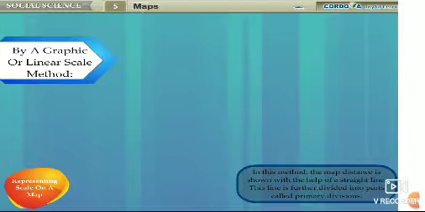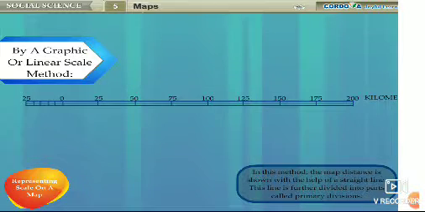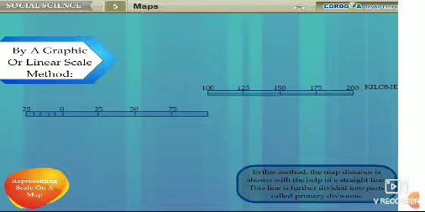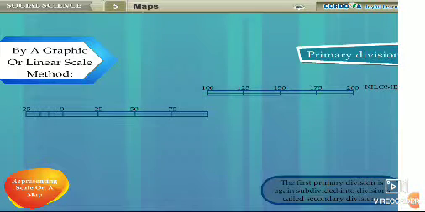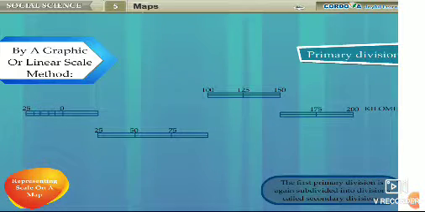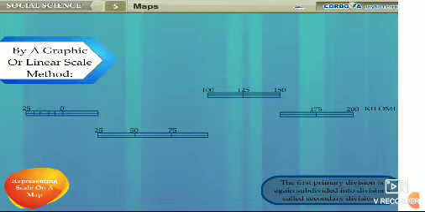By a graphic or linear scale method. In this method, the map distance is shown with the help of a straight line. This line is further divided into parts called primary divisions. The first primary division is again subdivided into divisions called secondary divisions.